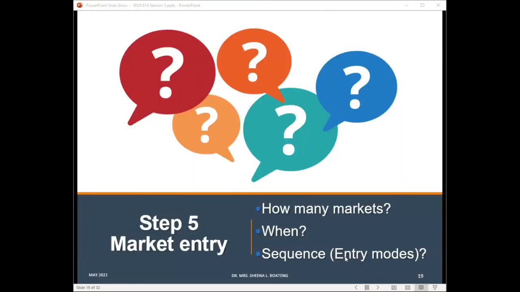So after that, the next step is to look at the market entry stage. The market entry stage here is discussing mainly the decision that the firm has to make regarding how many of these sub-segments they want to enter into, and when they want to go about entering these markets. And then ultimately deciding the sequence with which to enter these markets, which are entry modes. And we will discuss those in tomorrow's session in detail. However, in today's session, we will look at the first two, being how many markets to enter and when to go about entering these markets.